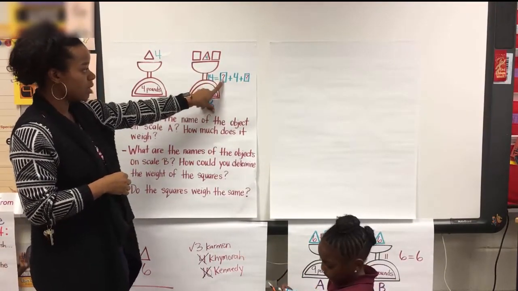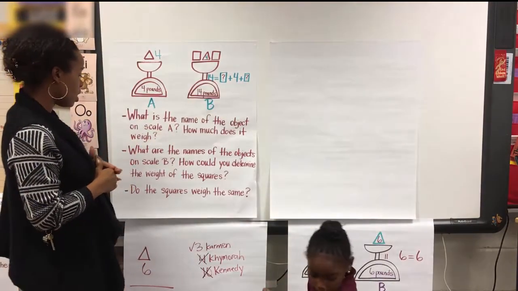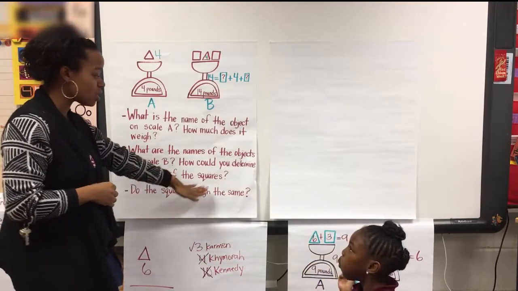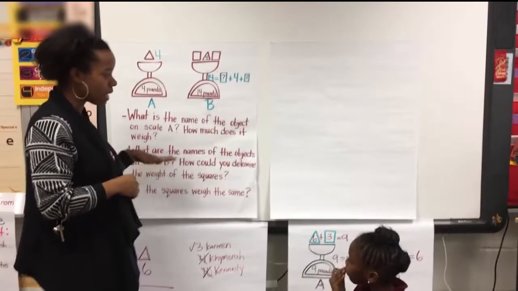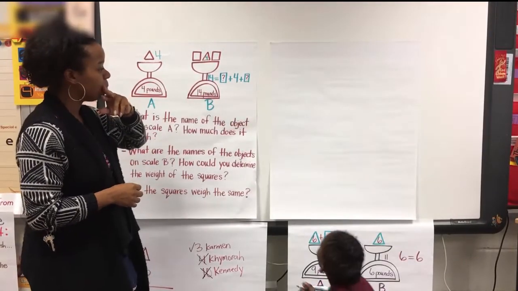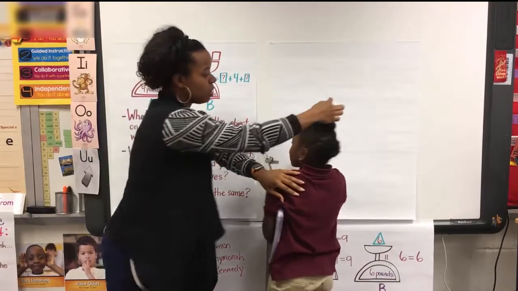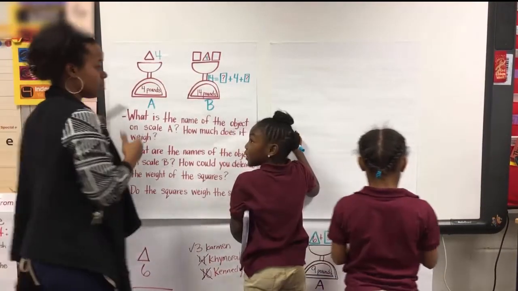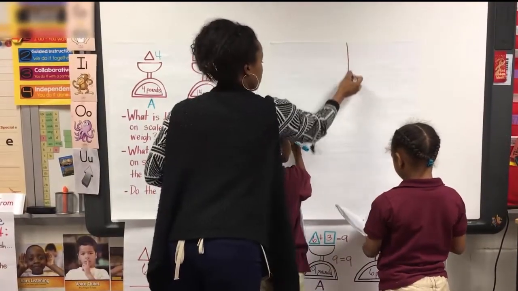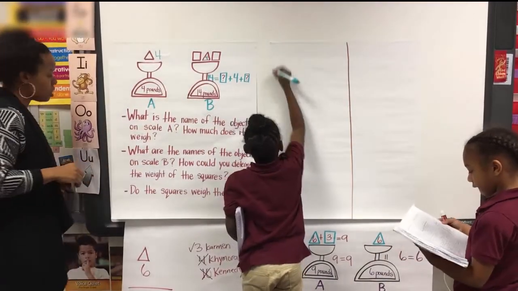14 equals blank plus 4 plus square. So we have to figure it out. So the question is, how much do the squares weigh? And then I'm going to ask you, do the squares weigh the same? So Kennedy and Carmen, come on up. Kennedy, this side. You're going to work on this side. Okay? And Carmen, you're going to work on this side. Can I start? Yes, start. Because in your math journal, you were solving for that equation, and I want to see what you're thinking about that.